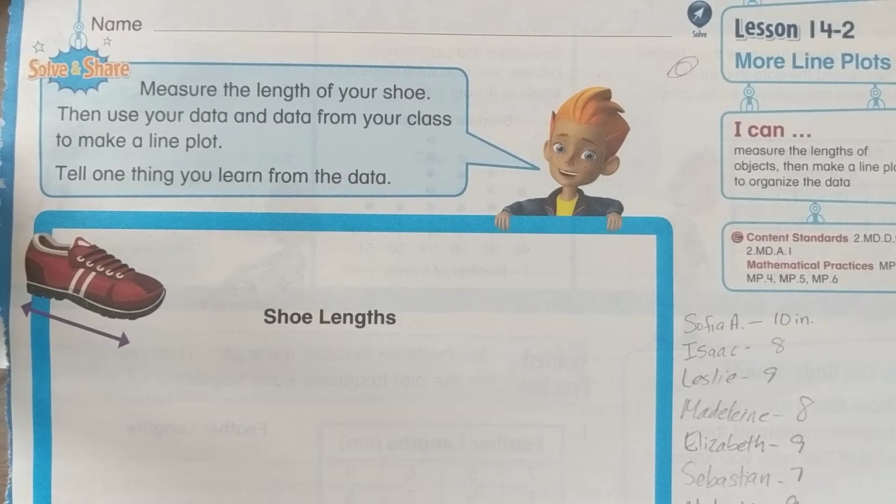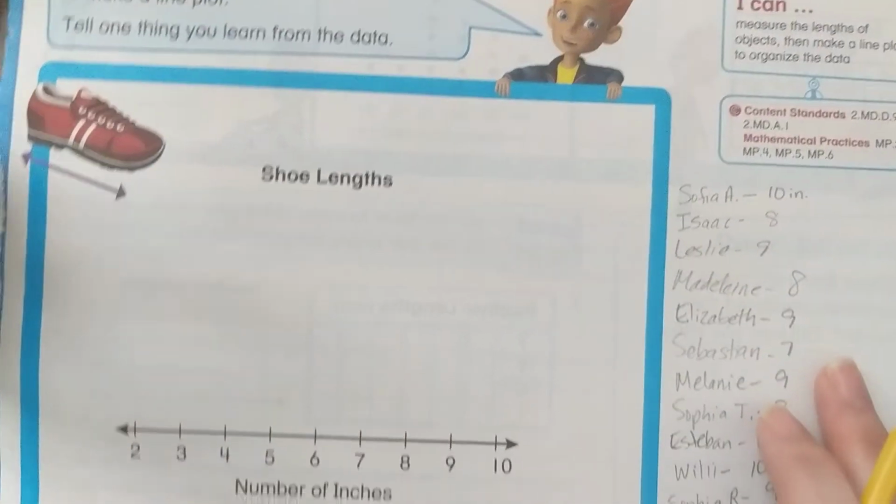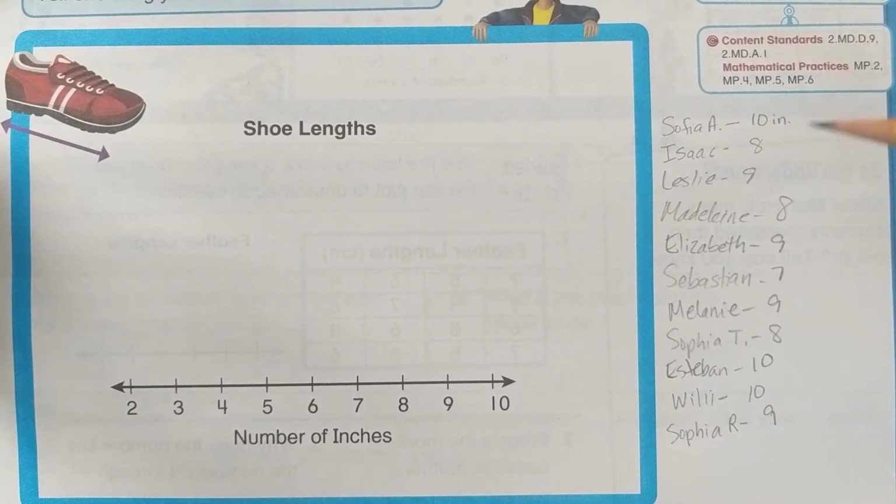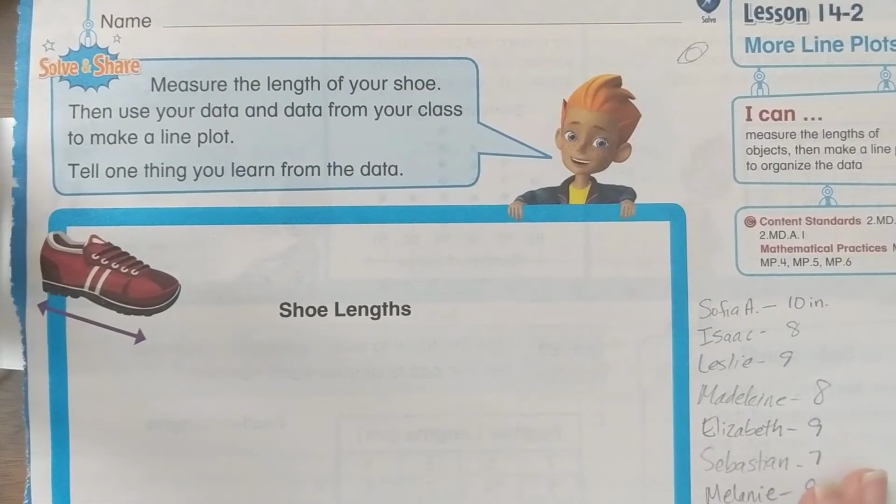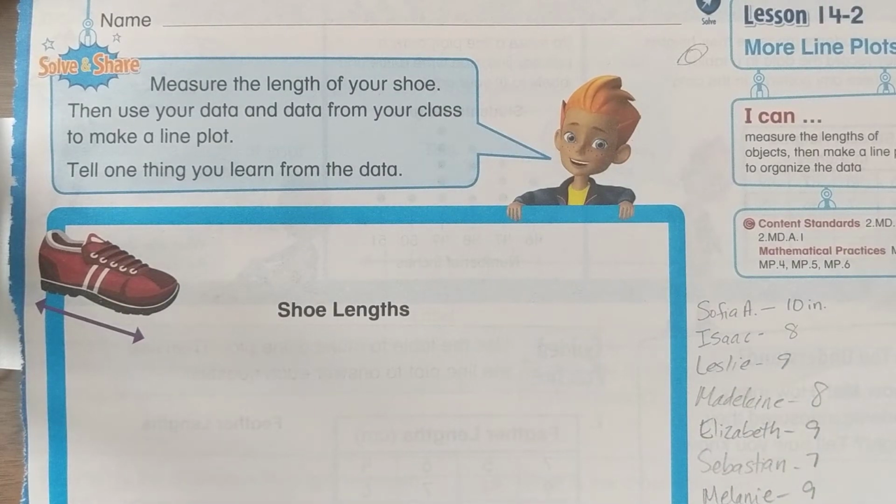Okay, yesterday I asked you guys to send me your shoe length, so I have, sorry I wrote it really quick, it's not written very neatly, but everyone who replied to me before I did this video, I wrote down their measurements. So we're going to use that for our first question today. It says, measure the length of your shoe, then use your data and data from your class to make a line plot. Tell one thing you learned from the data.